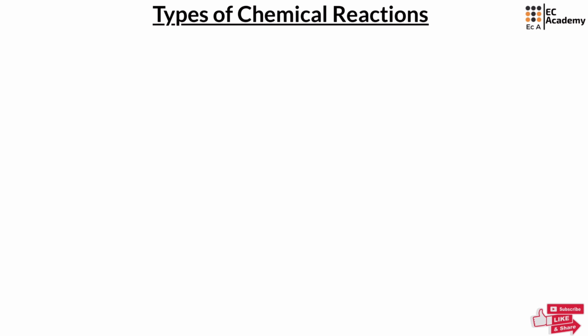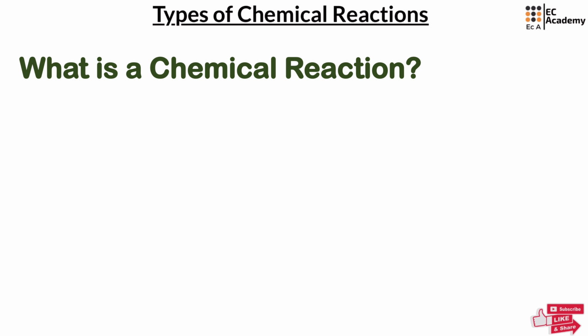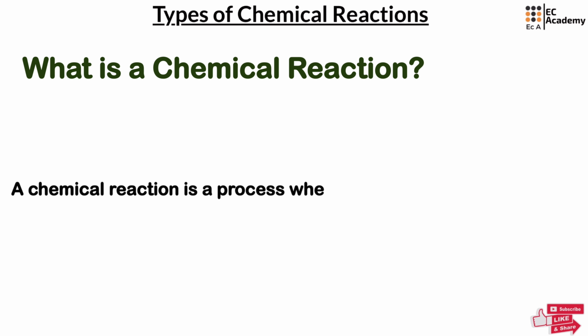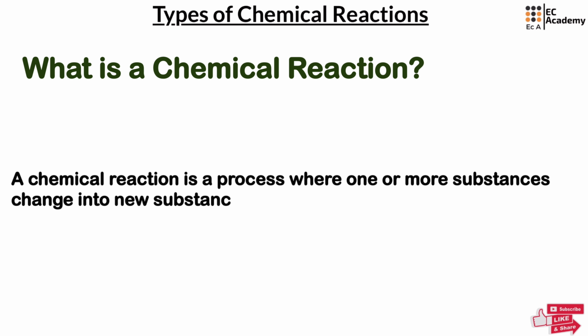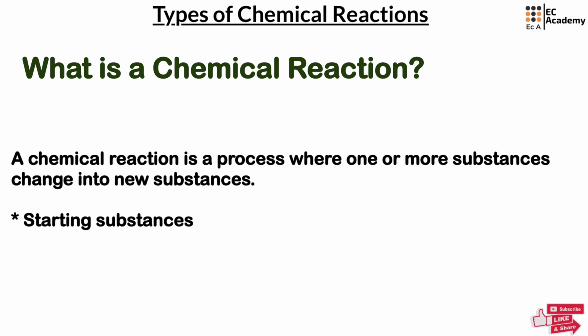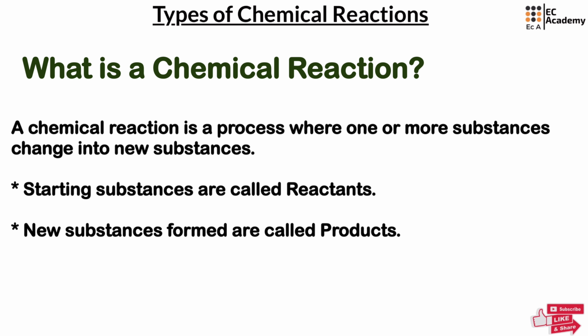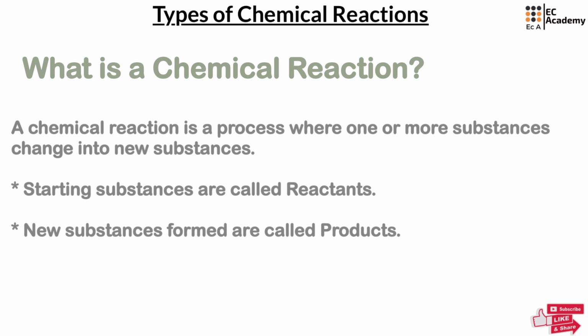First, let's understand one basic question. What is a chemical reaction? A chemical reaction is simply a process where one or more substances change into new substances. The substances we start with are called reactants. The substances formed at the end of the reaction are called products.